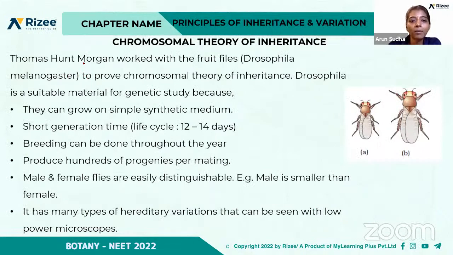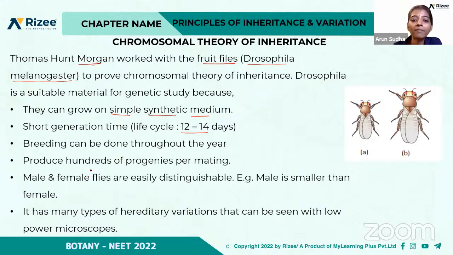So then Thomas Hunt Morgan worked with fruit flies to prove this chromosomal theory of inheritance, that is, Drosophila melanogaster. Why he chose Drosophila melanogaster is that they can grow on a simple synthetic medium, and they have a short generation time, that is, the life cycle is only about 12 to 14 days, so it can be easily studied, and breeding can be done throughout the year. So you can easily use it for experimental studies, and it produces hundreds of progeny per mating. So there will be more availability, right?